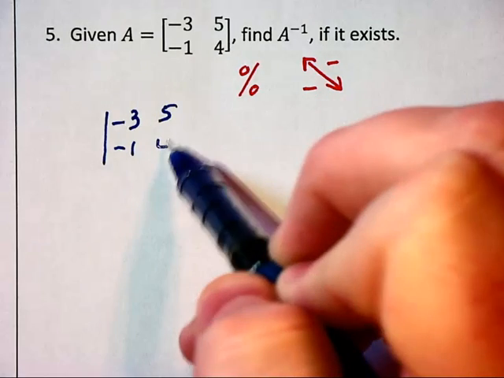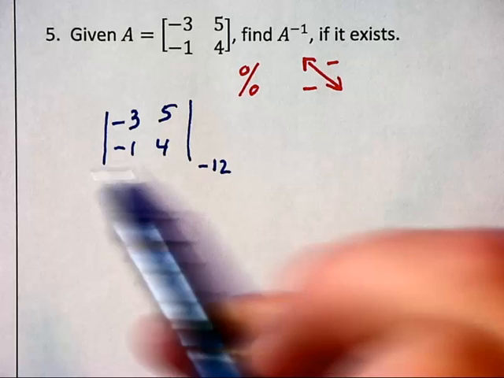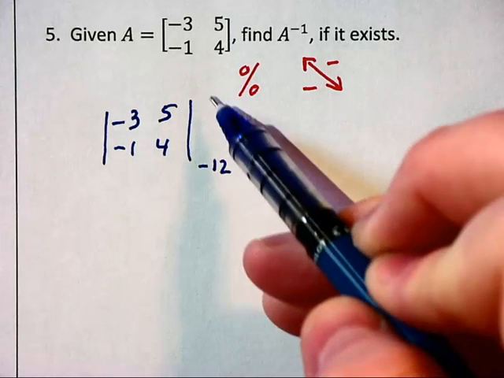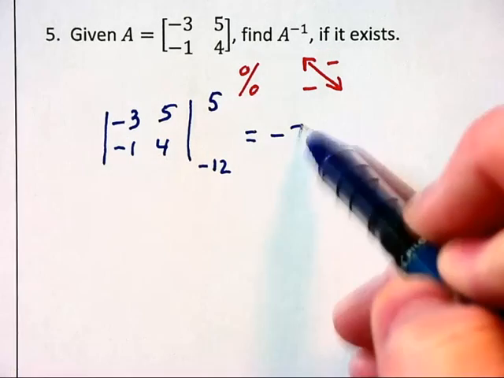So multiplying diagonals, the first diagonal, negative 3 times 4 is negative 12. The second diagonal multiplying upward would be negative 5, but I'm changing it to positive 5. Adding those together, we get negative 7.